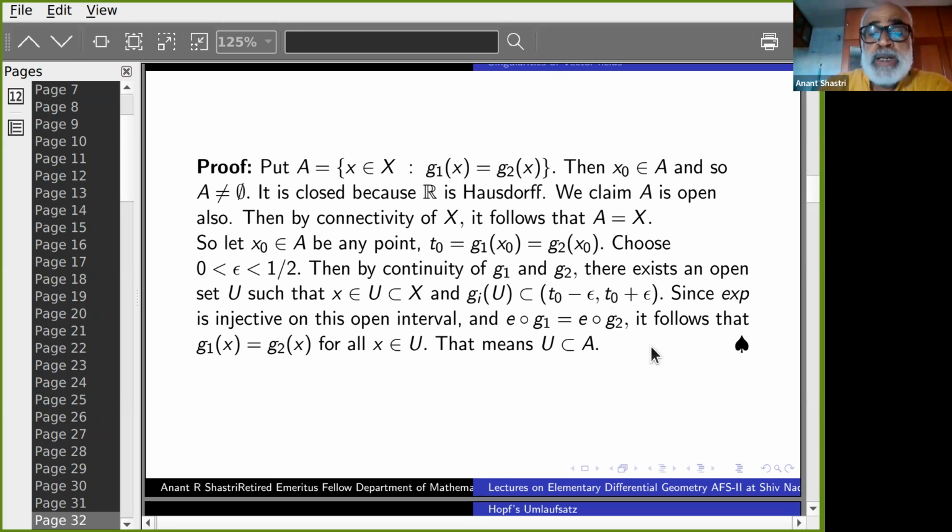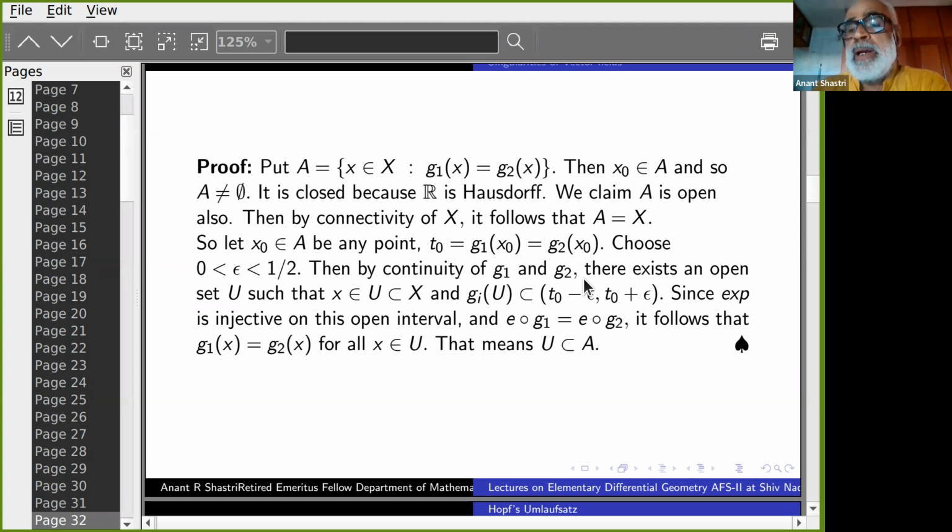So the exponential function is injective on this open interval. It has an inverse in a small interval, because I have chosen epsilon less than 1 by 2. So here it is an injective mapping. So E G1 equal to E G2 implies G1 is equal to G2. So for all points of U, G1 will be equal to G2. That means the whole of U is contained inside A.